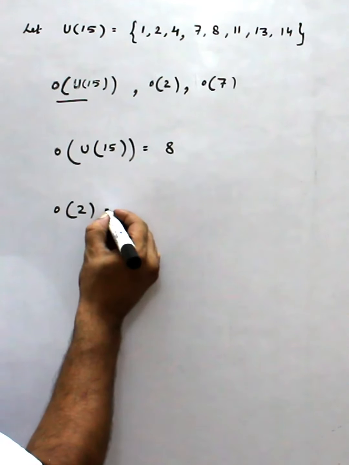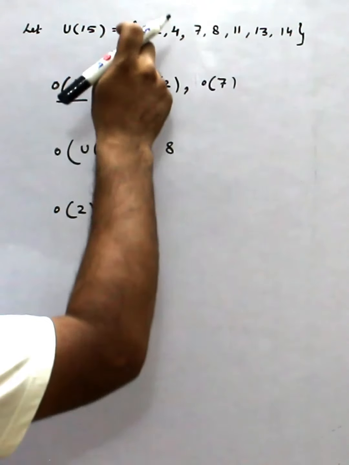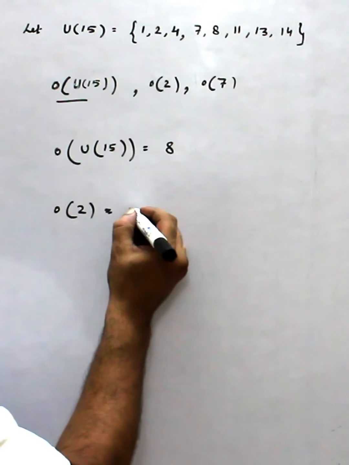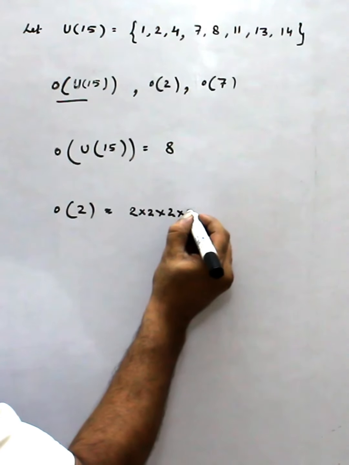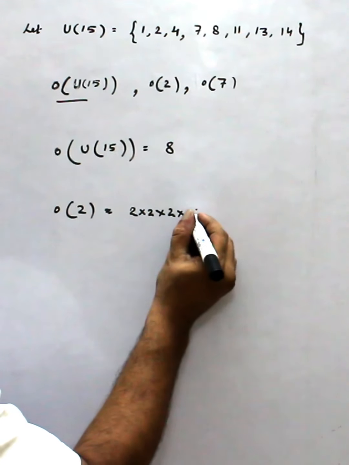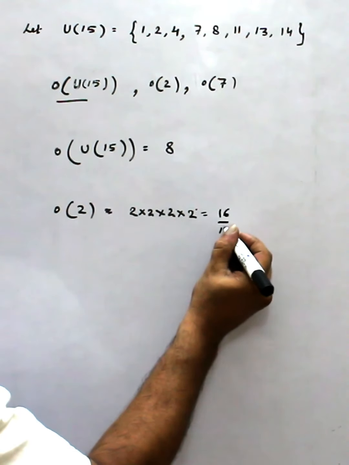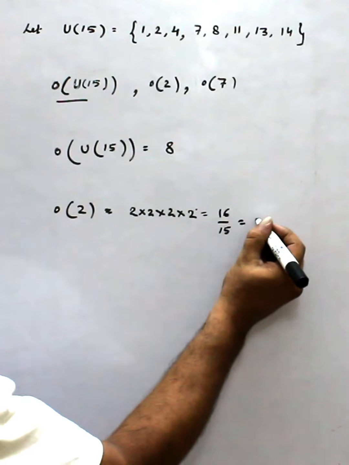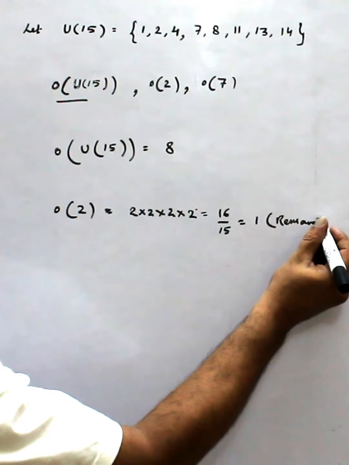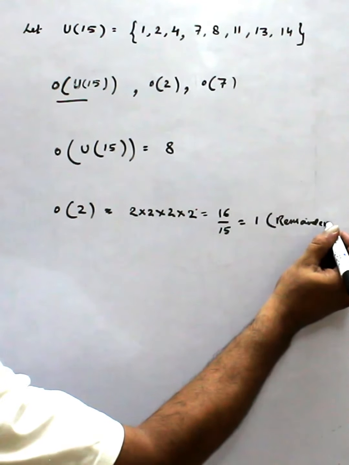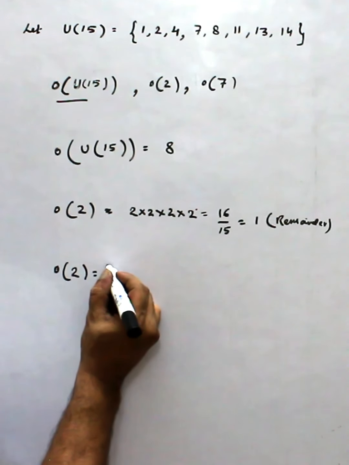Order of 2, that means the operation is multiplication. We keep multiplying until we receive 1. That means 2 into 2 is 4, into 2 is 8, into 2 is 16. So this is total 16. Now if I divide 16 by 15, I get 1 as remainder. So the order of 2 is 4.